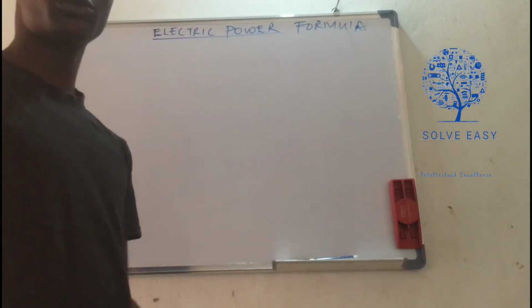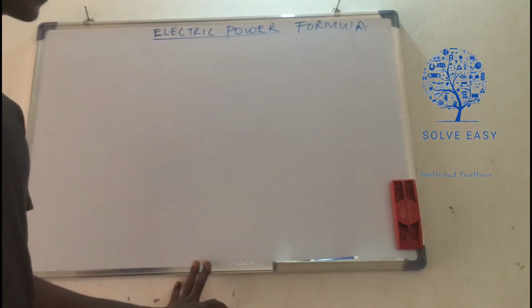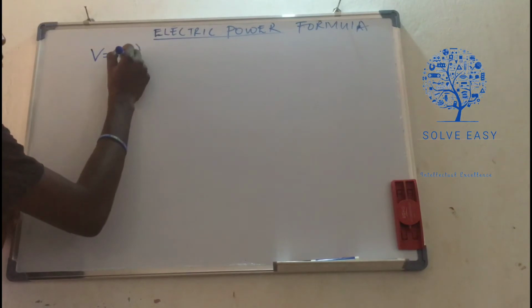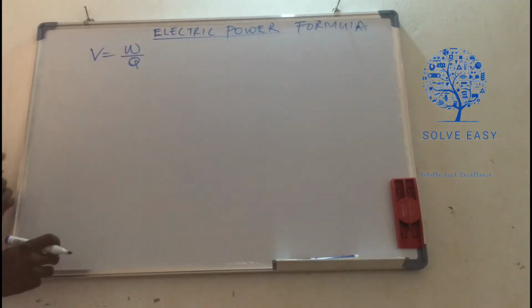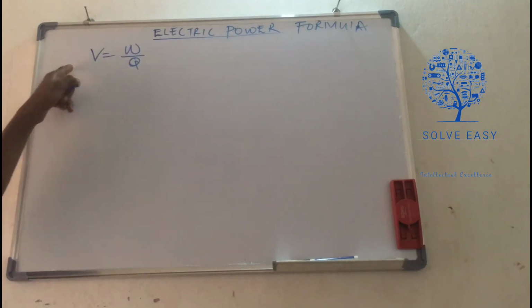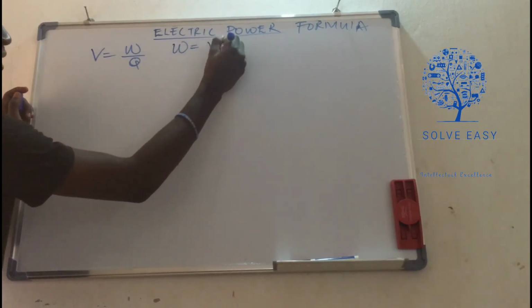To do this, the first thing we need to know is that we're using so many terms. The first is potential difference, V. Potential difference is the work done in moving a charge Q around a circuit. So potential difference equals work done over charge. When we cross multiply, making work done the subject of the formula, work done equals the potential difference times charge Q.